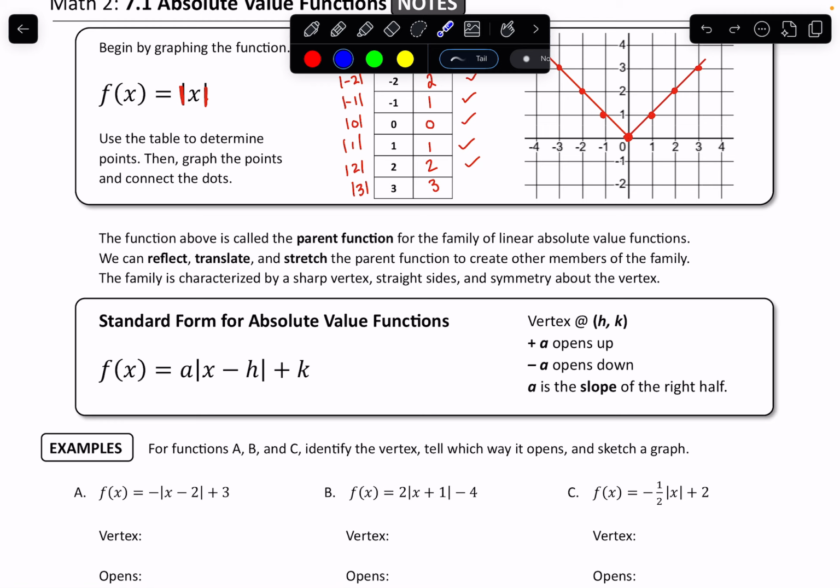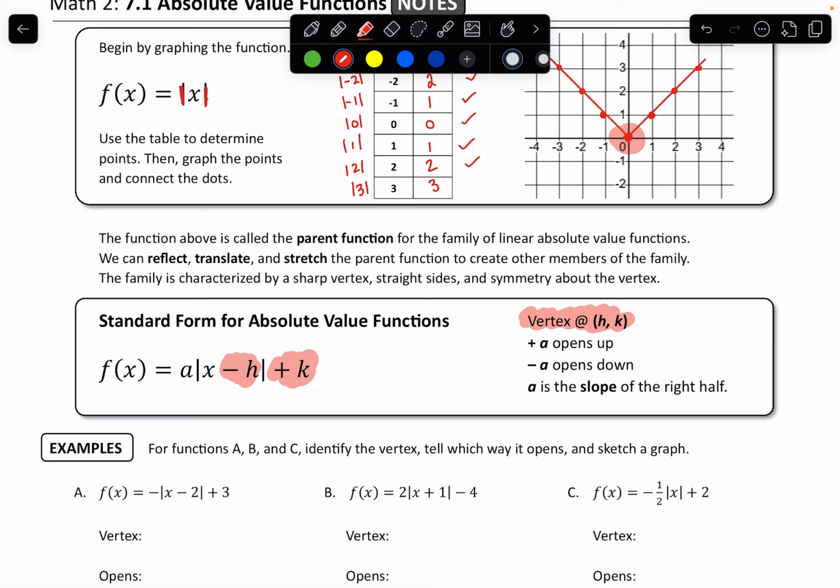So if you look at the notes over here on the right, it says the vertex of your V. Now the vertex is this point right here. It's the point of the V. We call that the vertex. So the vertex of our graph is at (h, k). And if you look over here on the right, h is right here and k is right here.